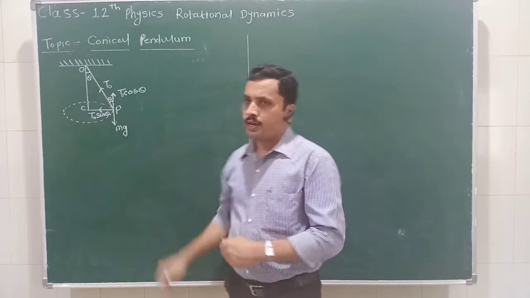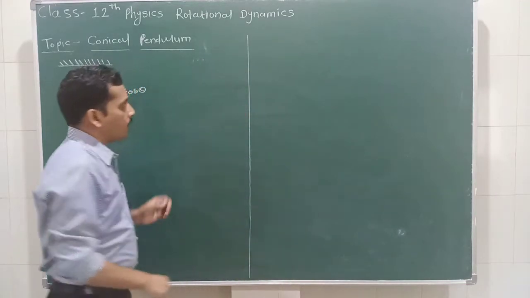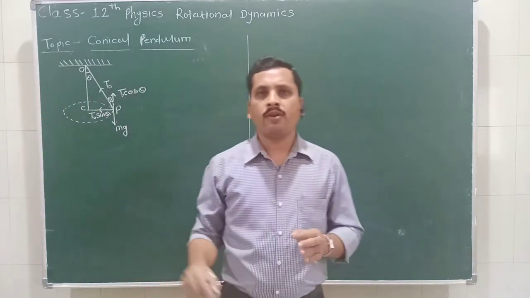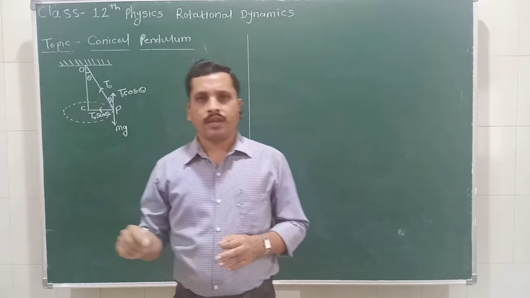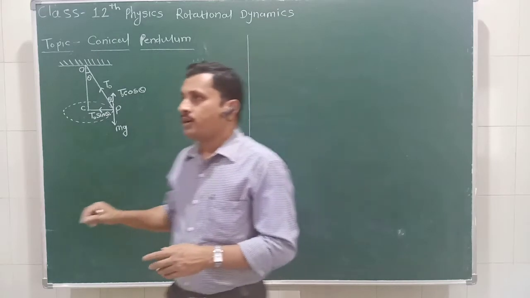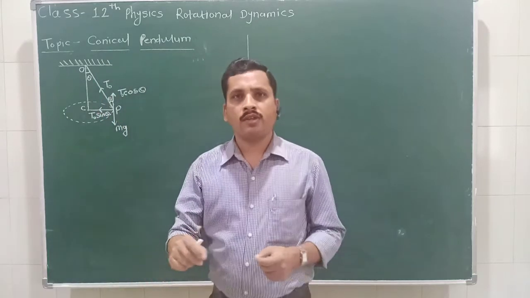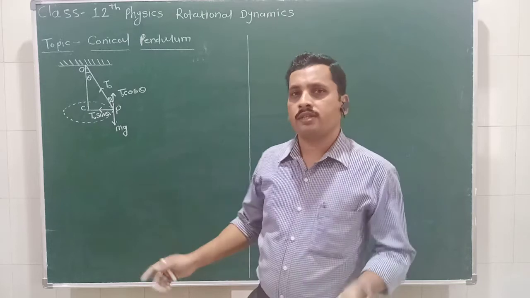What do you mean by conical pendulum? For that we need to find the definition of pendulum. What is a pendulum? A pendulum is the arrangement in which a heavy metal bob is connected to a massless string. This is called a pendulum. Then what is a simple pendulum? A simple pendulum is an arrangement in which the pendulum only oscillates in a plane. It is called a simple pendulum.